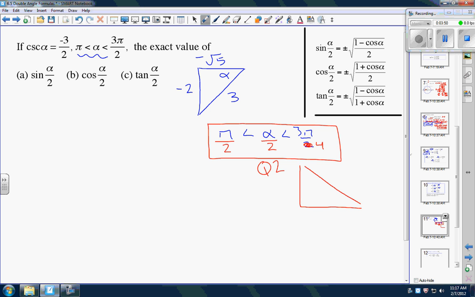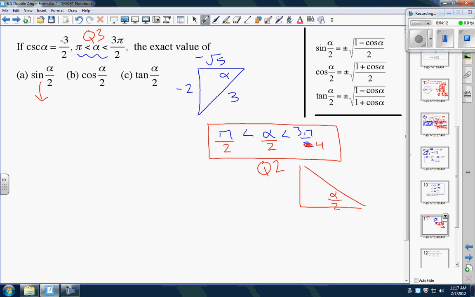So I don't need to put any signs in here, or any values, but just know theta over 2 is in quadrant 2. That's going to determine our signs at the end of this. Okay, theta is in quadrant 3, theta over 2 is in quadrant 2. Bigger than pi, less than 3 pi over 4. Now we can actually go about doing these.